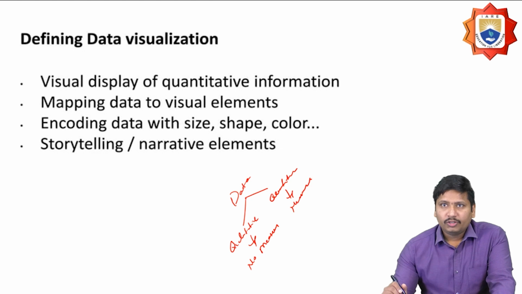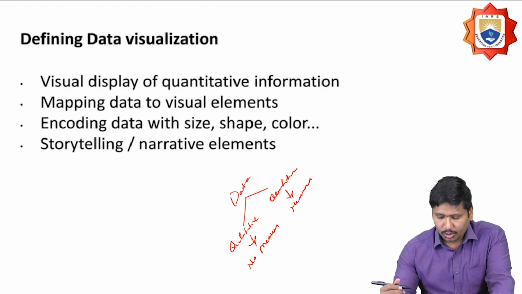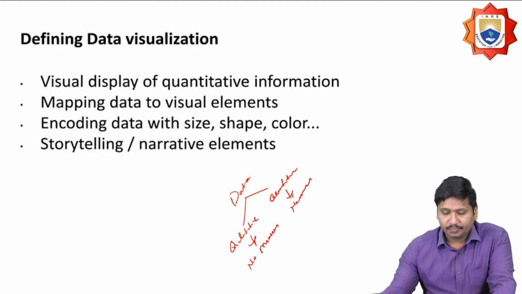Okay, so visual display of quantitative information is nothing but data visualization, and then we map the data to visual elements, encoding the data with size, shape, and color, along with storytelling and narrative elements. So these are the things we have to know in data visualization. What is the data we have? That is what we represent as visual elements, encoding the data with size, shape, and color, and storytelling or narrative elements.